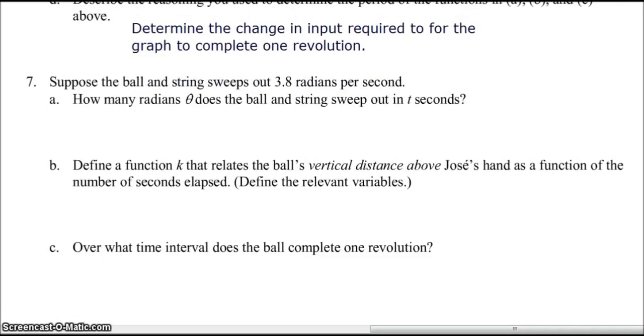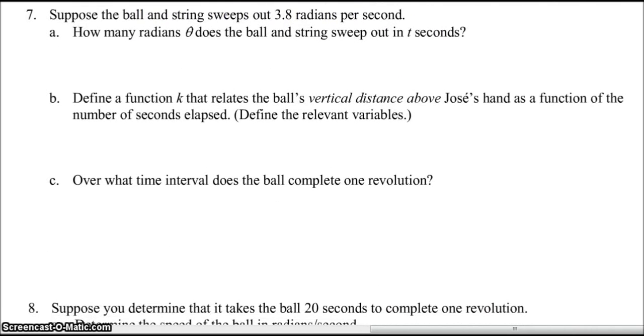Number 7. Suppose the ball and string sweeps out 3.8 radians per second. Okay, so this is a little bit different. We were doing, let's see, 1 radian per second, 2 radians per second, now 3.8 radians per second. How many radians does the ball and string sweep out in t seconds? I thought it was different. This really looks like exactly the same thing now. Theta is equal to 3.8 t.